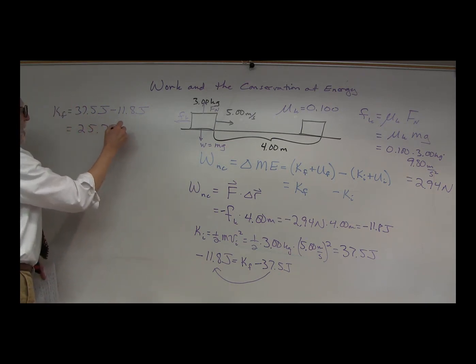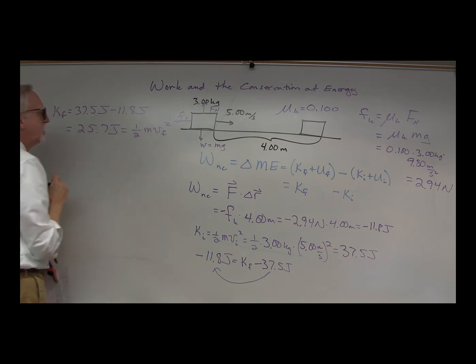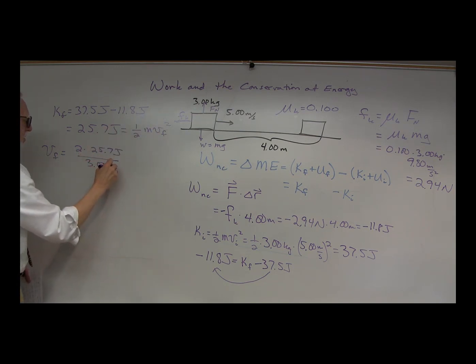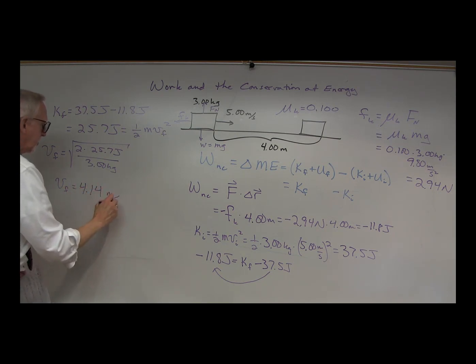25.7 joules. And that must equal 1/2 m v final squared. Solving for this, we have v final equals the square root of 2 times 25.7 joules divided by m, which is 3 kilograms. Take the square root, and we have v final equals 4.14 meters per second.